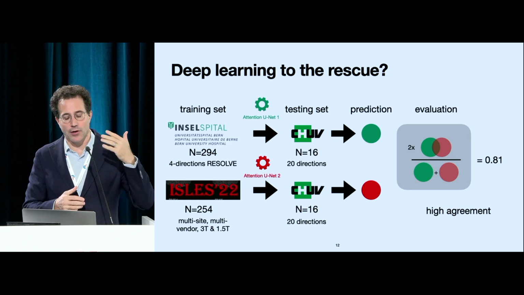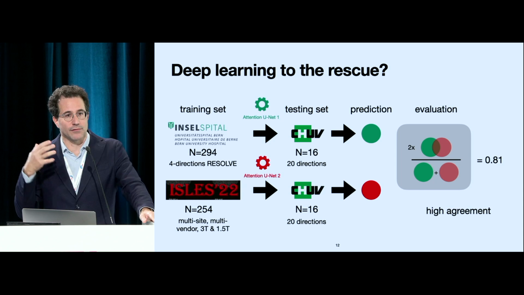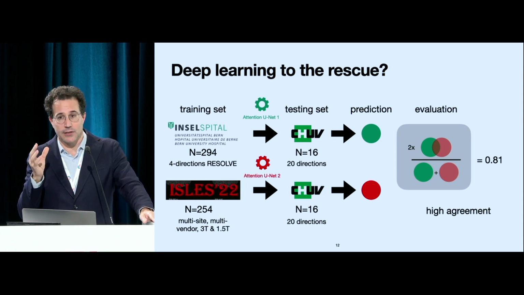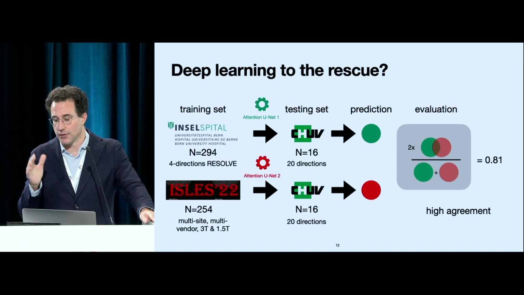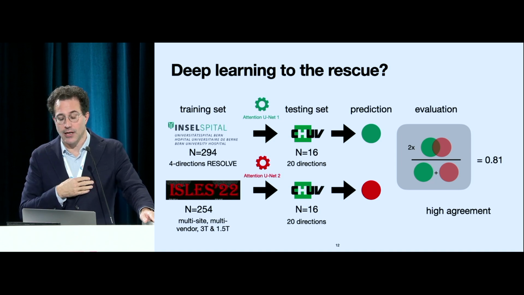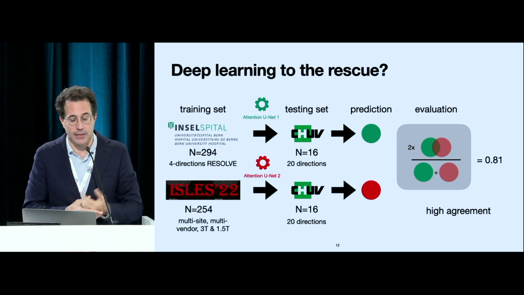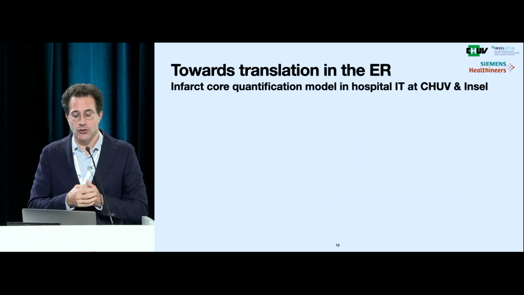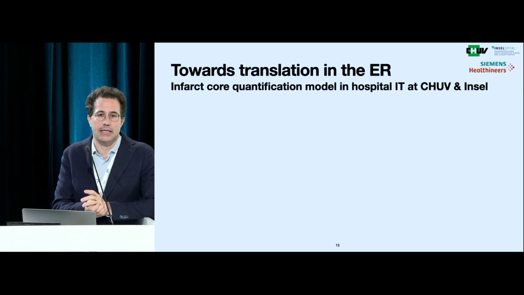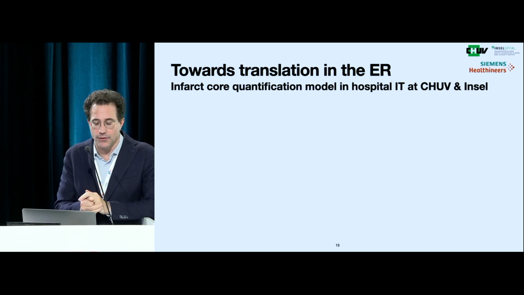But this is one thing where sometimes deep learning has a bad reputation for overfitting. But if you compare to what's being done in the clinic, you know, with these threshold-based methods, this is a huge improvement. So this is something that we're very happy with. And in fact, we're so happy with it that we want to translate it in the clinic, right? And so what we did is we worked with our colleagues at Siemens to have this as an application that is now installed in hospital IT at CHUV and Inselspital.